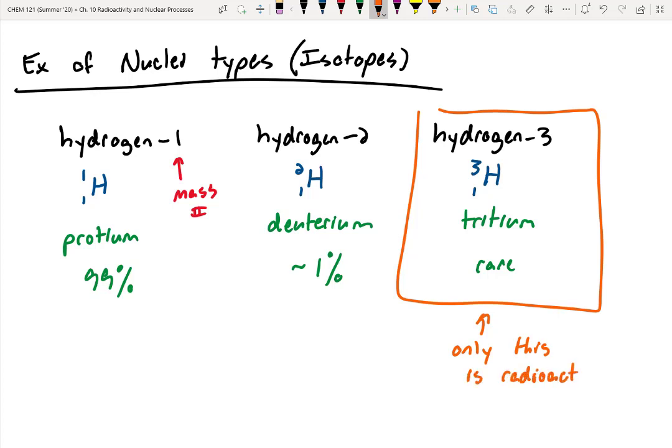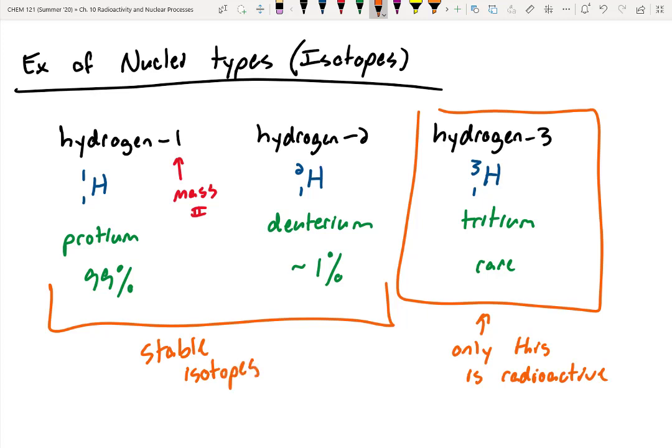All right, so if we look at these two over here, these are stable isotopes, meaning that they don't undergo nuclear decay or radioactive decay. Only the tritium, the hydrogen-3, is the isotope that will do that. So I just wanted to reiterate that not all isotopes will do this. We have to identify the specific isotope when we're talking about the decay process.